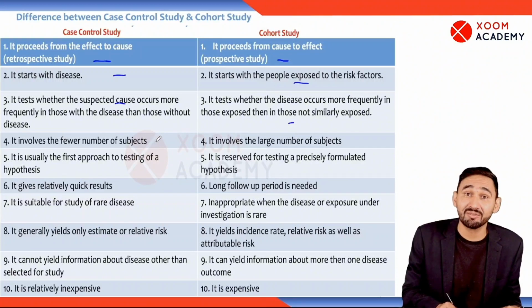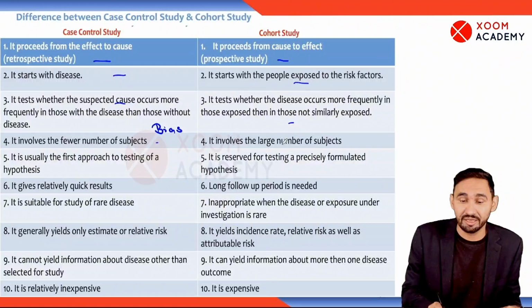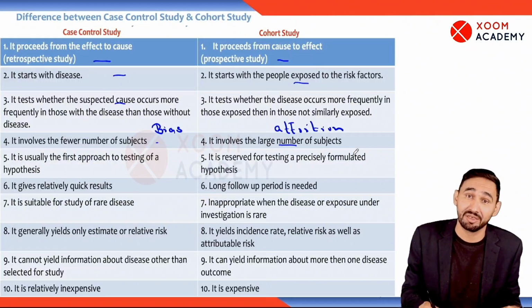Then case control study involves fewer subjects. A smaller number of people is required to conduct a case control study. This means it can lead to bias or error. And in cohort study, we need a large number of people because when we do follow up, many of them will leave, many of them will migrate. So there is an attrition problem in cohort study. What is meant by attrition? Attrition means loss of follow-up. That's why we need to take a larger sample in cohort study.